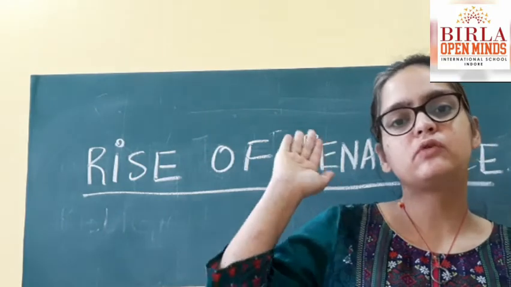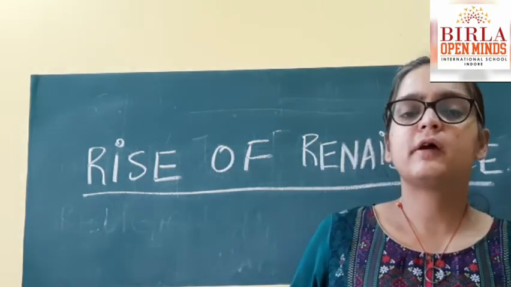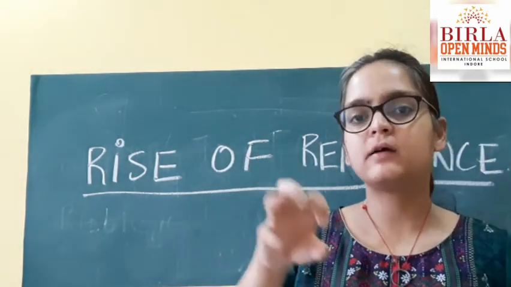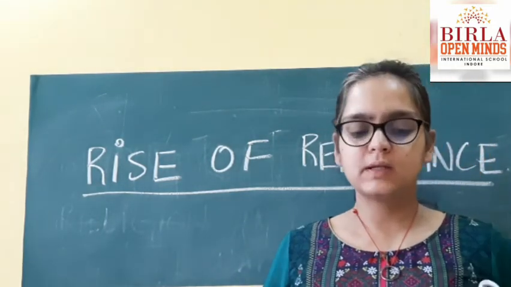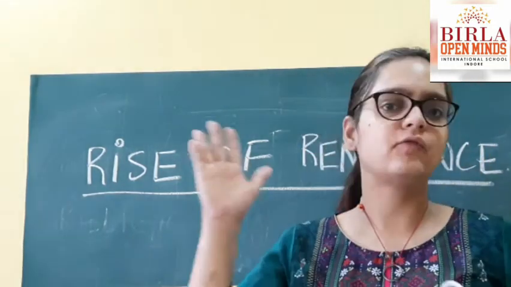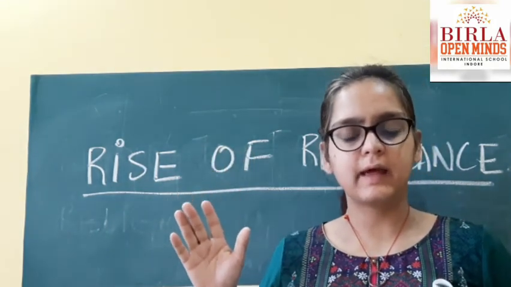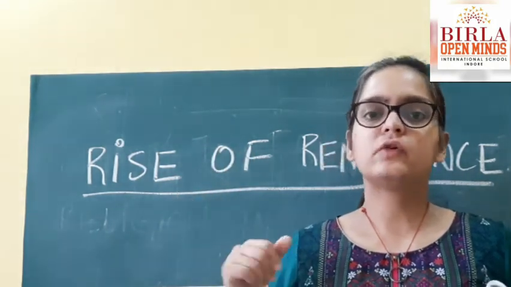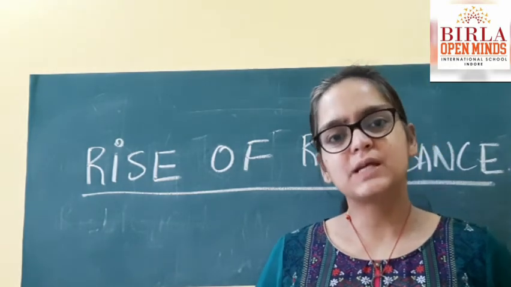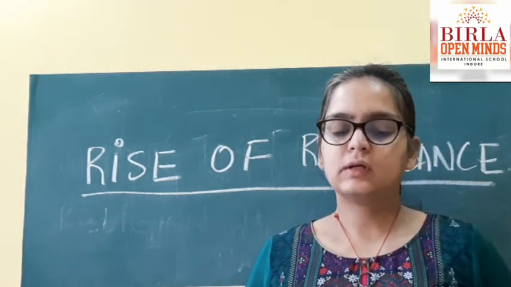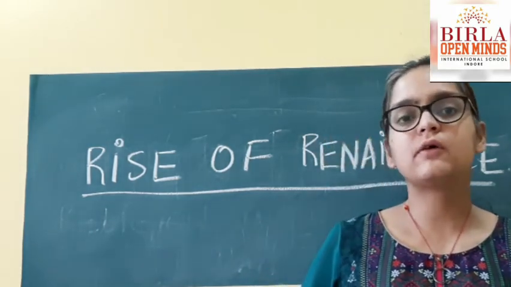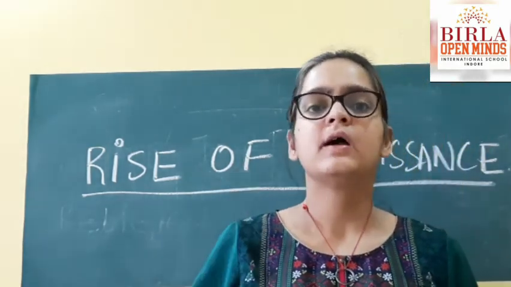After Constantinople fell, after the Ottoman Empire ruled over Constantinople, a large number of Greek and Roman scholars and artists ran away from Constantinople, and they went to different parts of Europe. The subsequent revival of Greek and Roman studies led to the development of Renaissance. Now this led to the development of Renaissance.